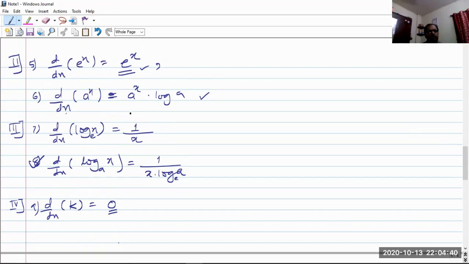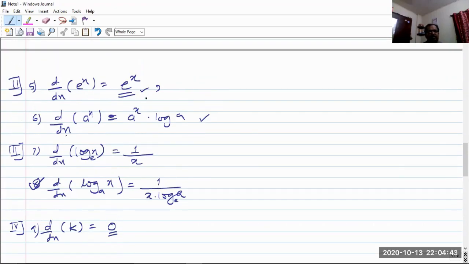Before that, we saw the derivatives of exponential functions. They are also very easy to remember. The first one is very simple: the derivative of e raised to x is e raised to x only. And if the base is other than e, that is 2 raised to x, 3 raised to x, 10 raised to x, then we need to multiply by the log of that base, that is log 2, log 3, log 10. Otherwise we can use the first one if the base is e.